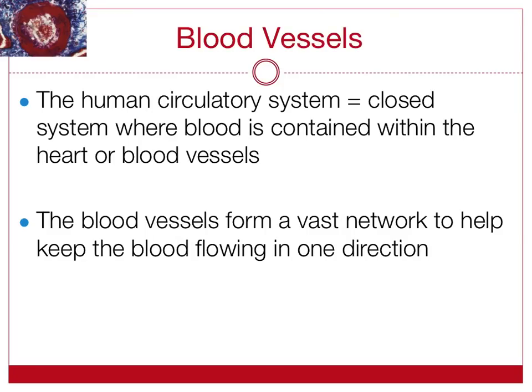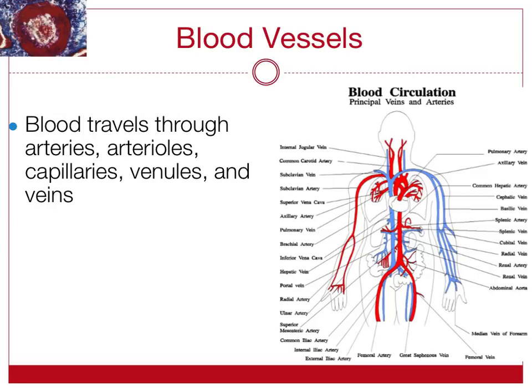Okay, so now from there, the blood is going to travel through what are called blood vessels. So these are all the tubes that carry blood throughout the body. The human circulatory system is what's known as a closed system, which means blood is contained within the heart and blood vessels. There's not just blood floating around in all your tissues around your cells. It's in very specific locations. And these blood vessels help to form a vast network to help blood flow in one direction, not just floating around randomly. Okay, so once leaving the heart, blood will always travel through kind of the same order of vessels.